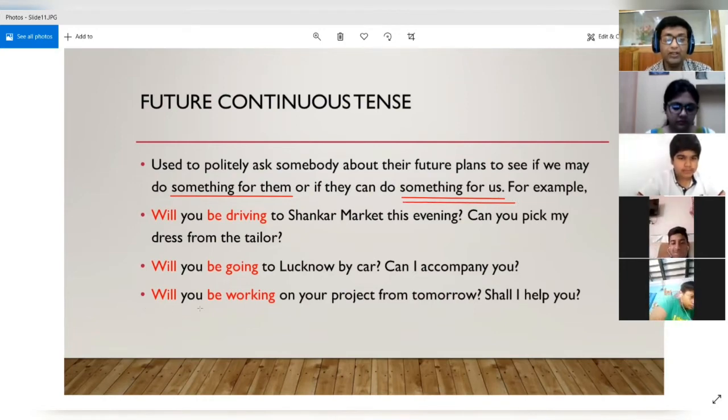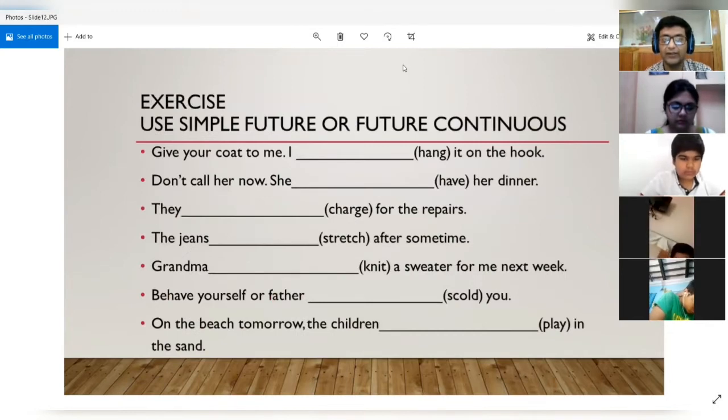In the last example, will you be working on your project from tomorrow? Shall I help you? So in this case, you can see that I am asking to do something for them. So I am offering them help over here. So by asking questions, I am either asking them to help me or I am offering to help them, right? So this is the use of future continuous tense. Okay. So now I think we can solve the exercise.